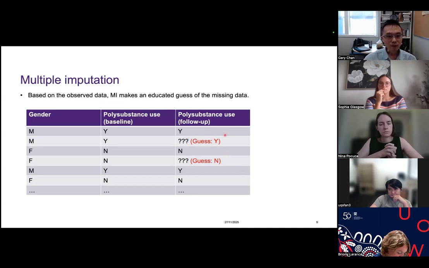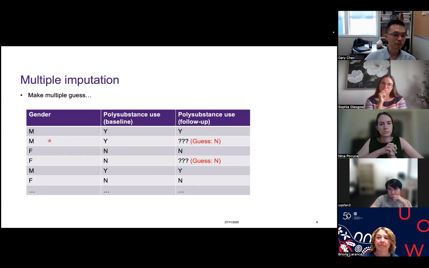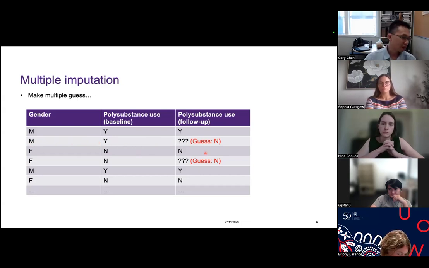So then we would make multiple guesses. For example, there could be some possibility that a male participant who used polysubstance at baseline might stop. He might realize that it's very bad for his health, and stop engaging in polysubstance use. Although that chance is not very high, so you will still make an educated guess based on that.